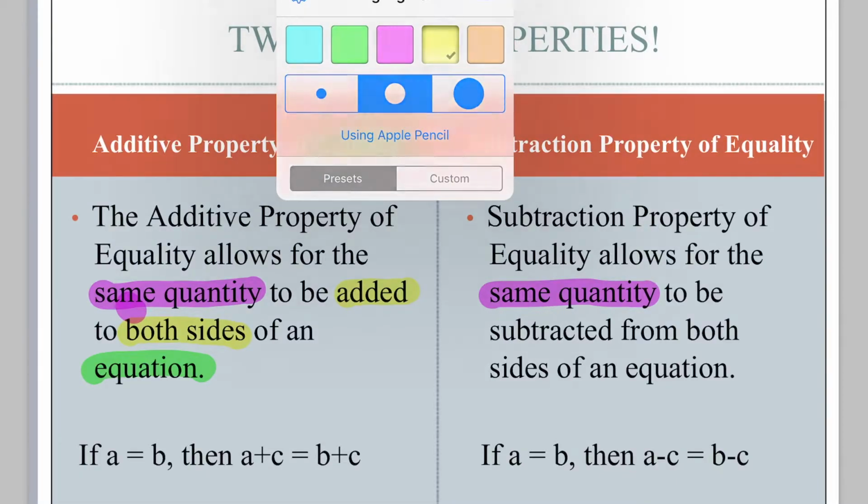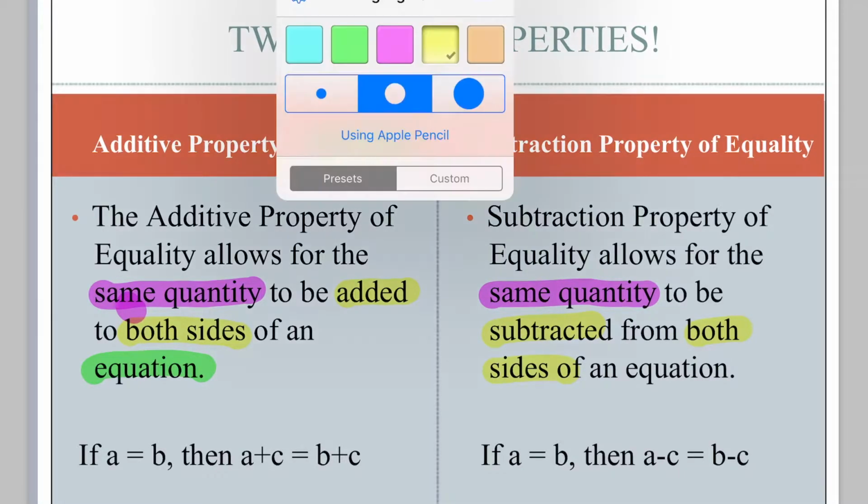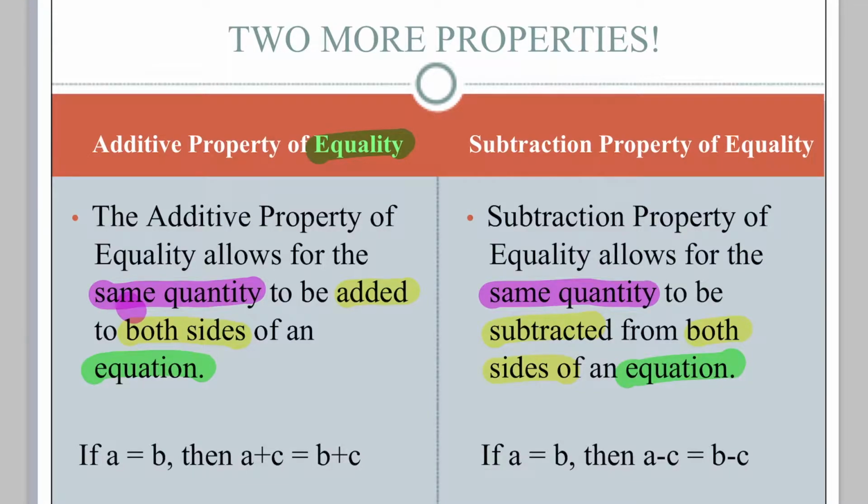The subtraction property says that you can subtract the same quantity from both sides, once again with an equation. Now, why does this make sense? Well, if I have an equation, what we know is that the two sides are equal. That's what an equal sign means. If A and B are two values, and I know that those two values are equal.